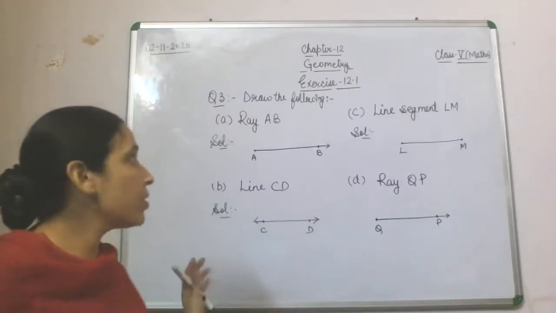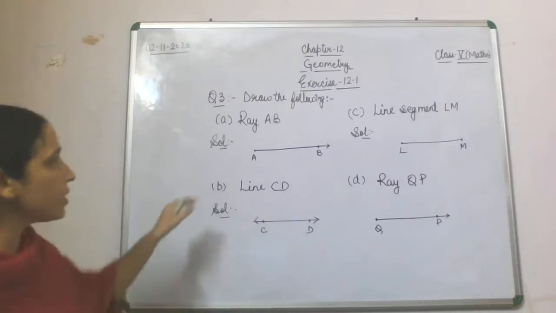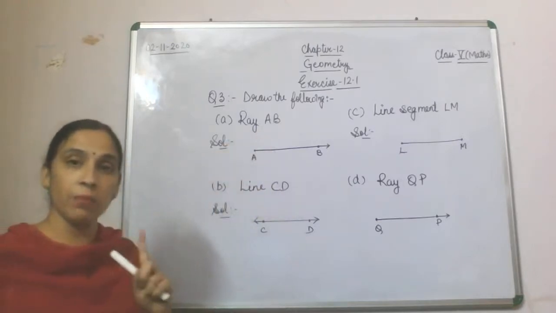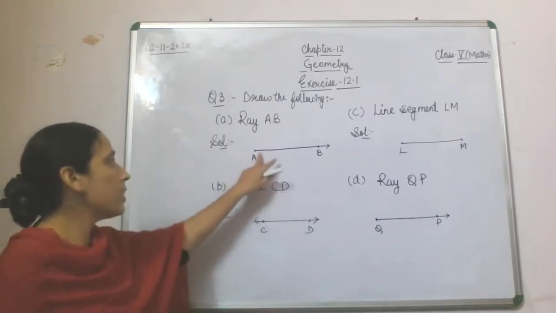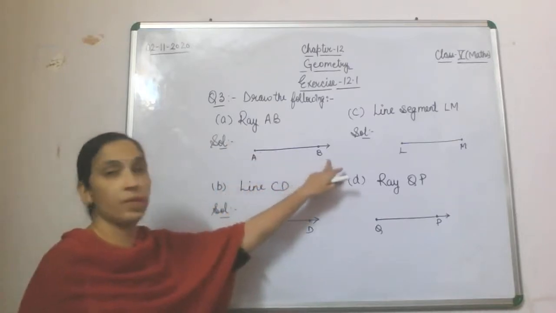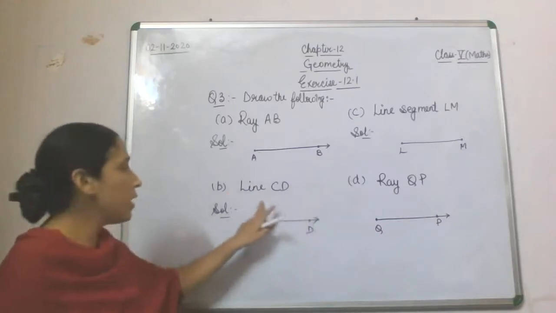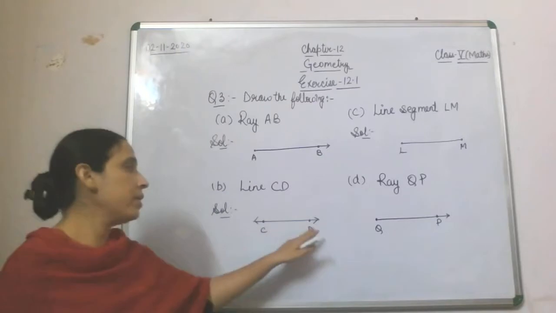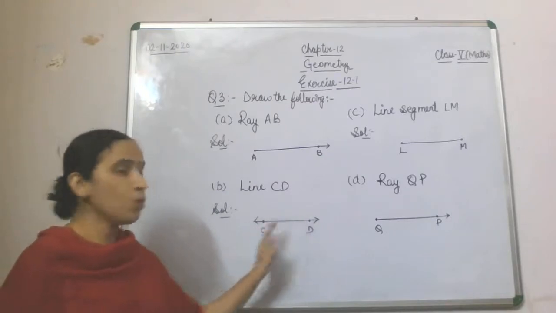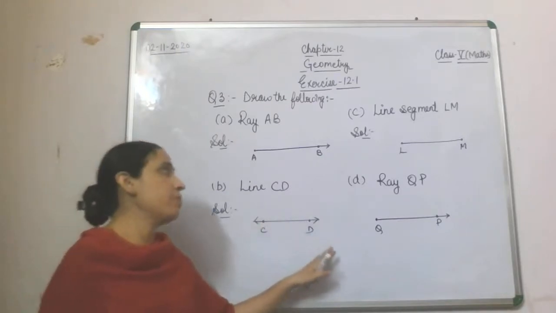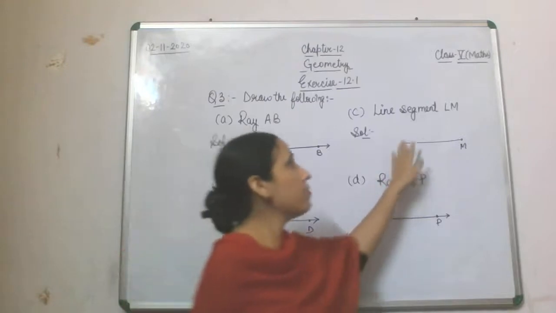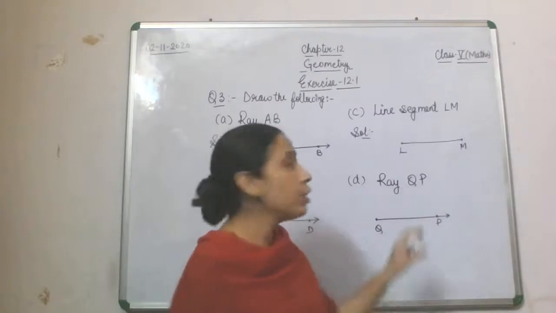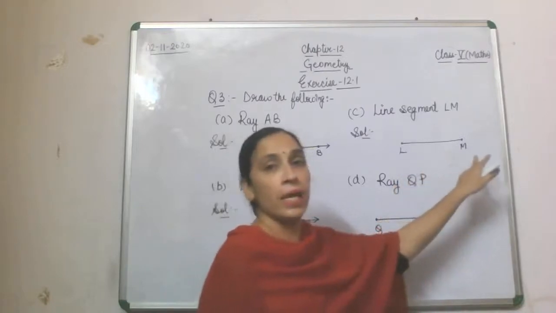See, in this question 3 we have been given with this ray AB, and we know that in ray we have one end point. So we have drawn like that, one end point, and it can be extended from other side. Then line CD, line can be extended from both the sides. So we have made arrows on both the side and then we have named it. Then we have a segment which is having a particular length. So it will be measured like that, LM.